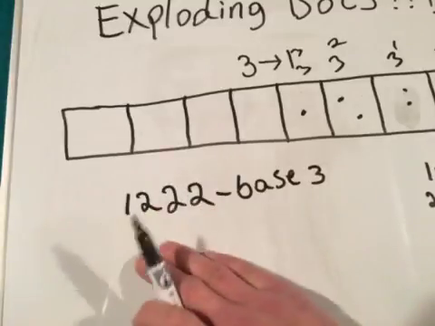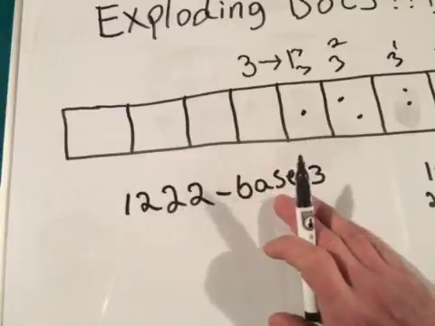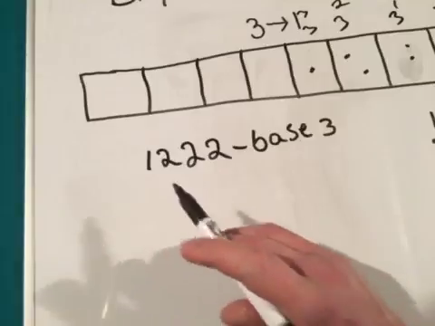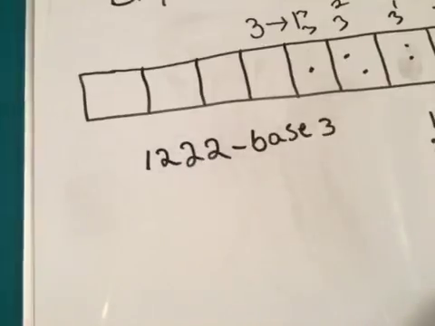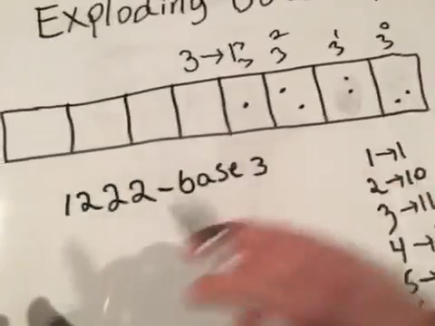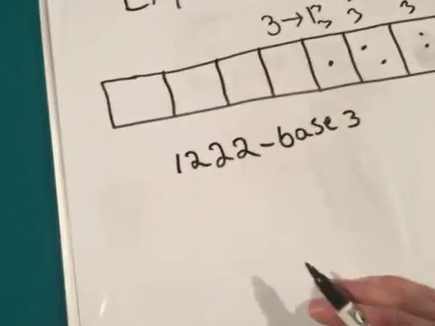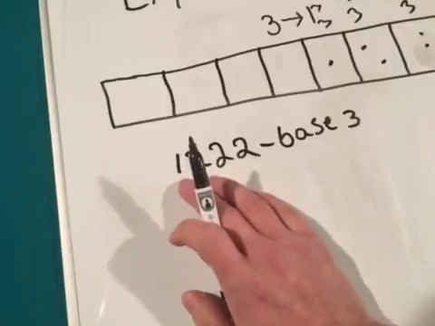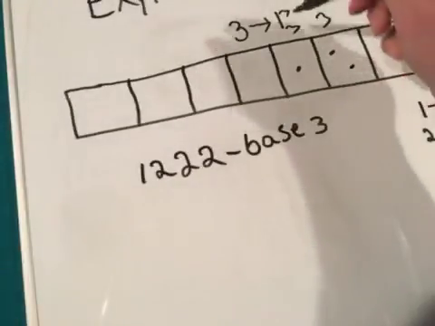But is it 1,222 in base 3? Well, no, it's not. Because what this is in base 3, what do we have? Let's start here. So we have a 1, but the 1 is in what column?